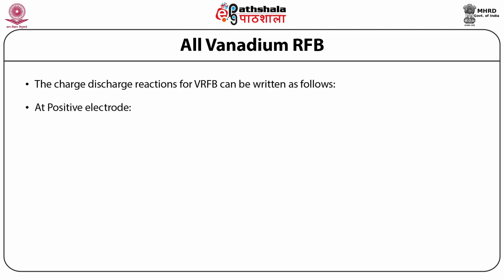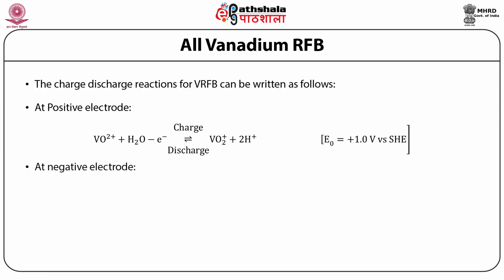At positive electrode, VO2+ + H2O - 1 electron charges or discharges to give VO2+ + 2H+, with E0 = +1 volt versus SHE. At negative electrode, V3+ + 1 electron charges or discharges to give V2+, with E0 = -0.26 V versus SHE.